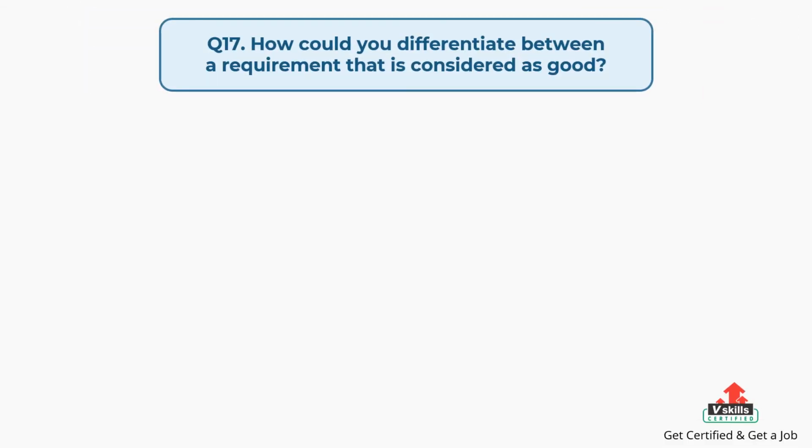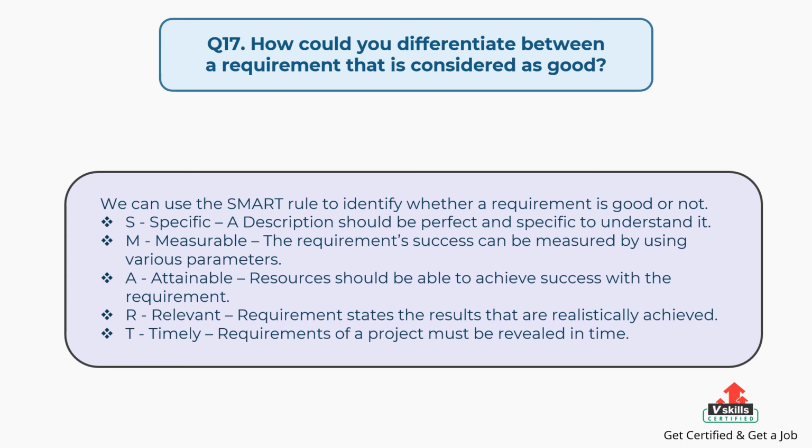Question number 17. How could you differentiate between a requirement that is considered as good? The answer is, we can use the SMART rule to identify whether a requirement is good or not. S stands for specific. A description should be perfect and specific to understand it. M stands for measurable. The requirement's success can be measured by using various parameters.